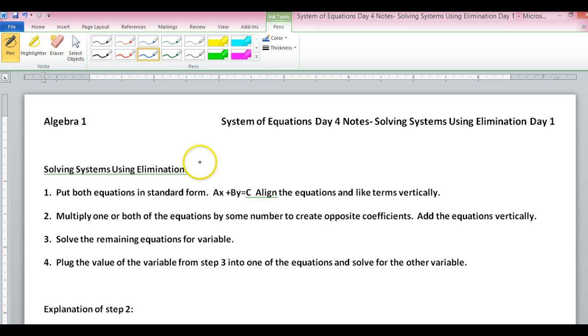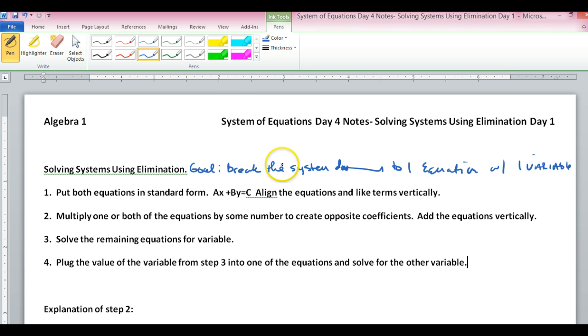Now, just like substitution, when we use elimination, we have one goal in mind, and that is to break the system down to one equation with one variable. Alright, now we do it a little differently.